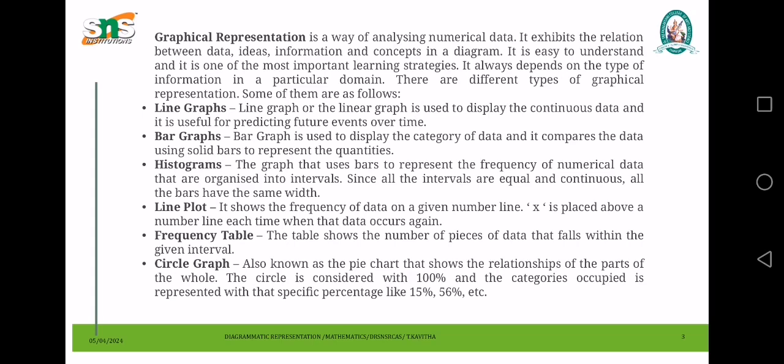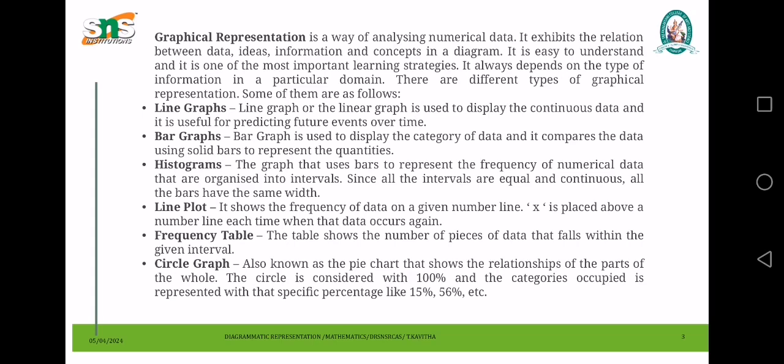Histogram. The graph that uses bars to represent the frequency of numerical data that are organized into intervals. Since all the intervals are equal and continuous, all the bars have the same width. Line plot. It shows the frequency of data on a given number line. An X is placed above a number line each time the data occurs again.